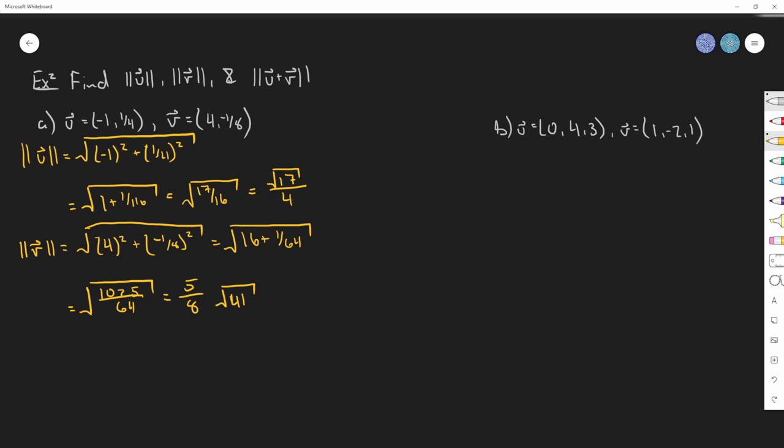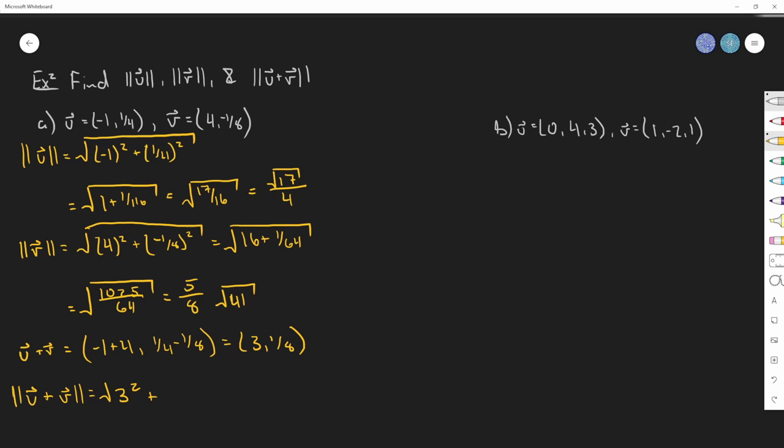Okay, so now for u plus v, before we find the magnitude, we need to find what u plus v is. And that is basic vector addition. So that'll be -1 plus 4, then 1/4 minus 1/8. That will just be equal to 3, 1/8. And then you just find the magnitude of u plus v.